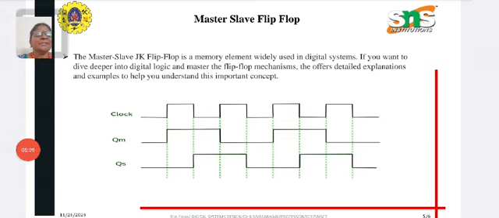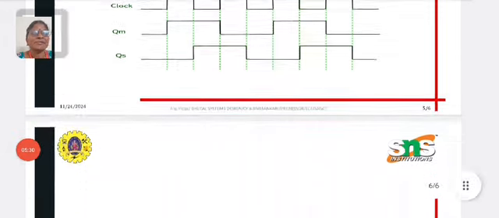This is the timing pulse output waveform of our master-slave flip-flop. Whatever the master receives, the same follows. You can see QM represents the master output and QS represents the slave output. So this is all about our master-slave flip-flop.